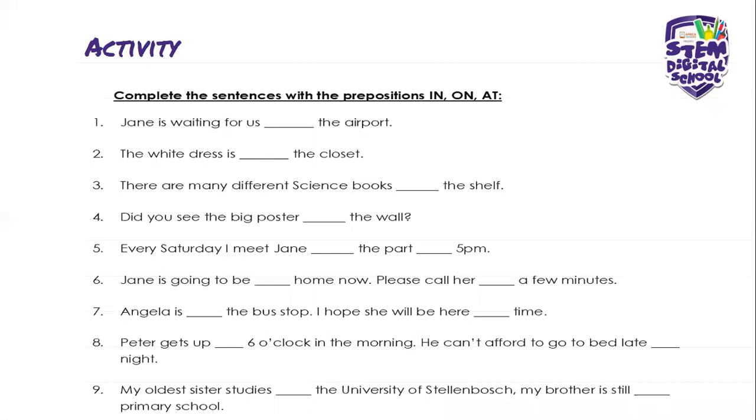Let's hear Tlamalani. You can unmute your mic. Tlamalani. Yes, ma'am. How are you? Fine, thanks, and you, ma'am? Very good. Can you give us the answer for number 2? The white dress is in the closet. Wonderful. You can mute your mic. Let's continue to another one. Let's see who's next.